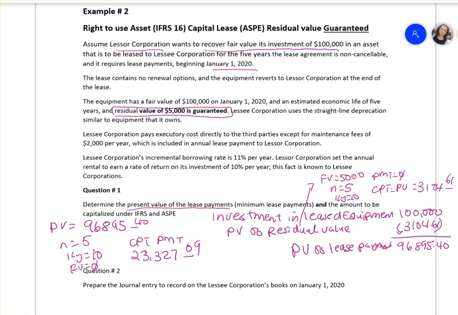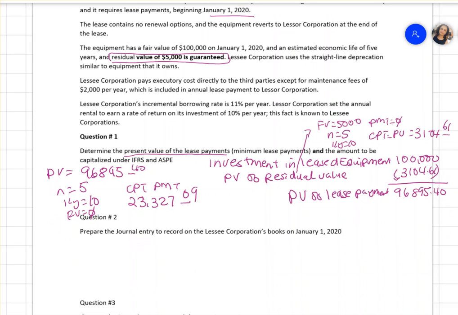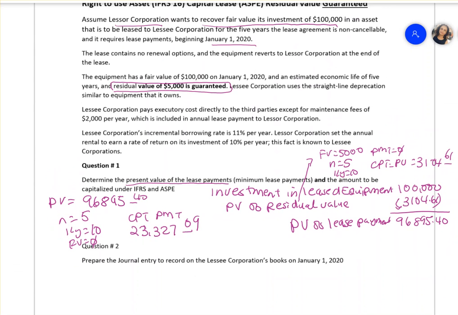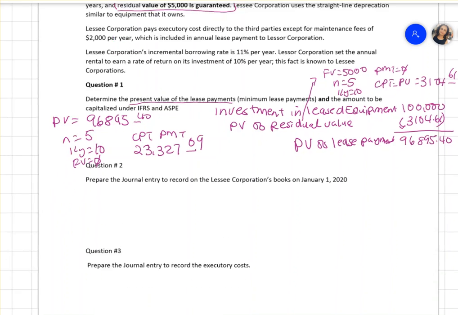So the reason why we had to do that is whatever payment the lessor decides, we agree to that payment, and that's the payment; we calculate it that way.